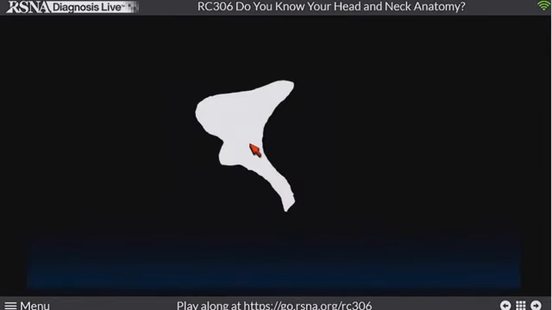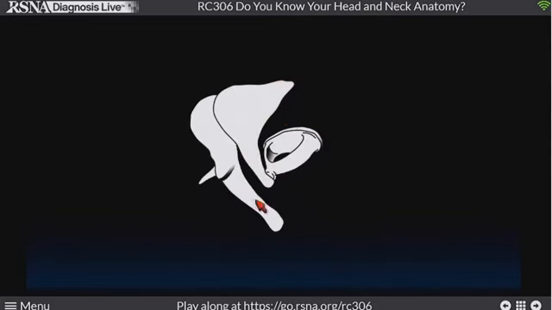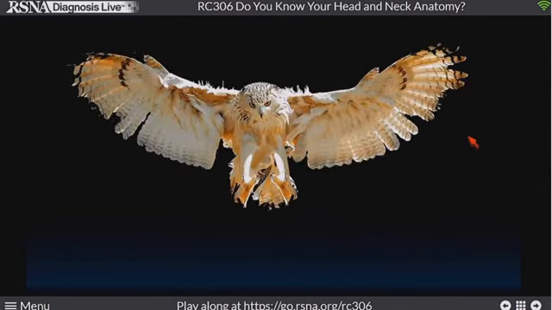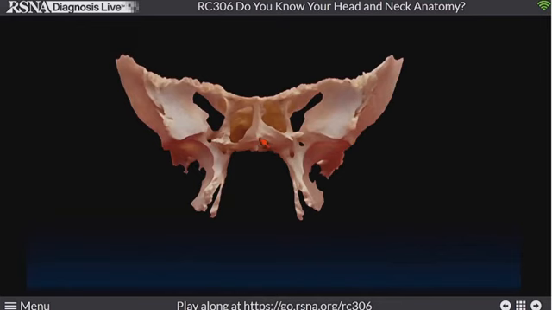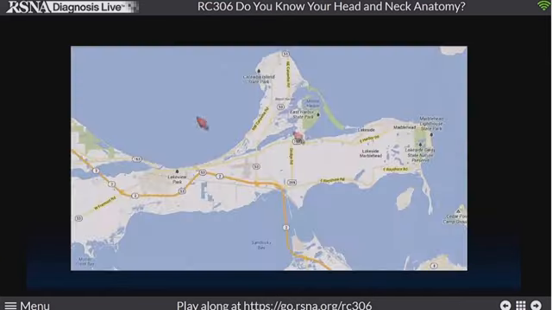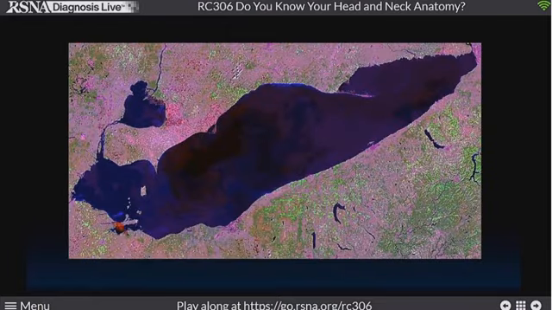This one, Rick's already shown you. This is indeed the incus. You can see its particular shape, very characteristic, and I hope none of you guessed that. This one, to get back to our bird analogy, is not actually a diving owl, but it's actually the sphenoid bone. This, anybody get this or guess what this is? Argentina? No, it's an island in Lake Erie. Just happens to be a place that we go right down here, right by Put-in-Bay. But I don't think any of you would have guessed that.